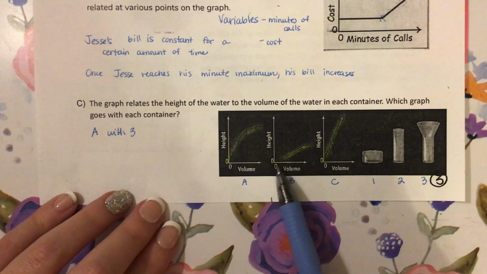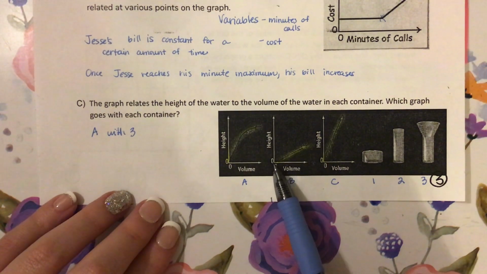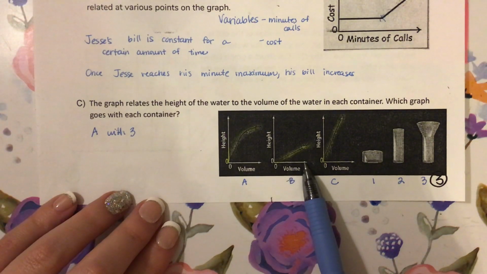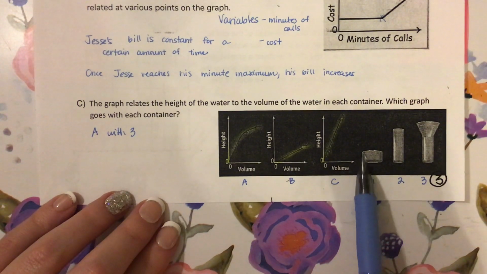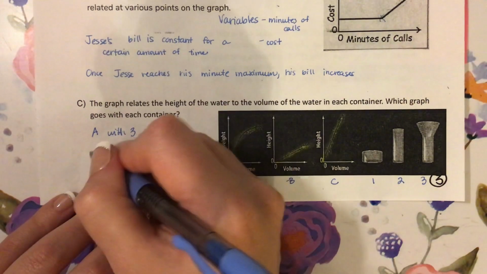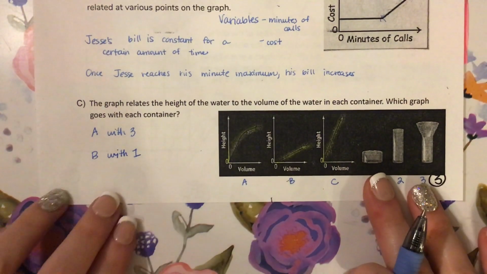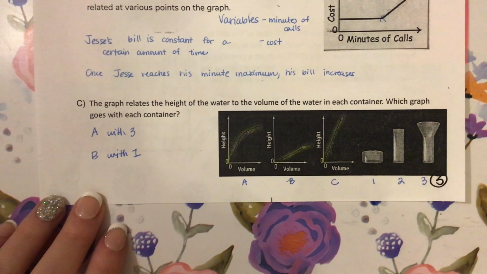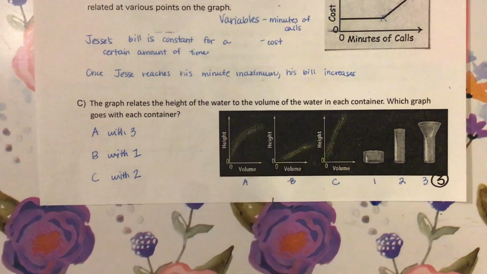Now let's look at graph B. The height is growing very, very slowly. The height doesn't get very tall, while the volume grows kind of quickly. Well, just looking at our other two options, beaker A has quite a short height, so that would be the most logical one to match with that. So I'm going to say B with 1. And then we don't have many options left, so I'm going to say C with 2. Kind of the process of elimination there.